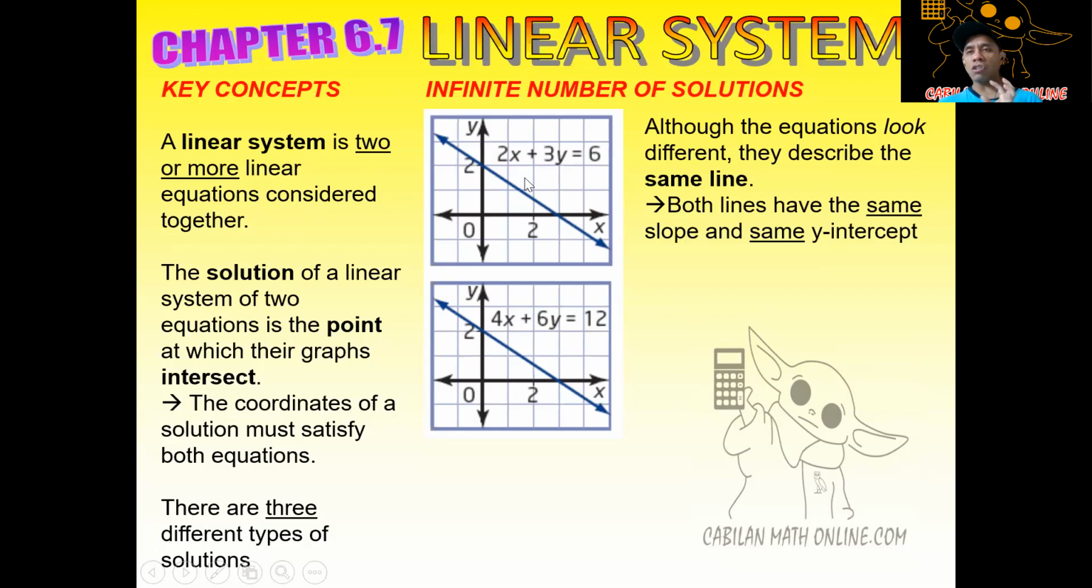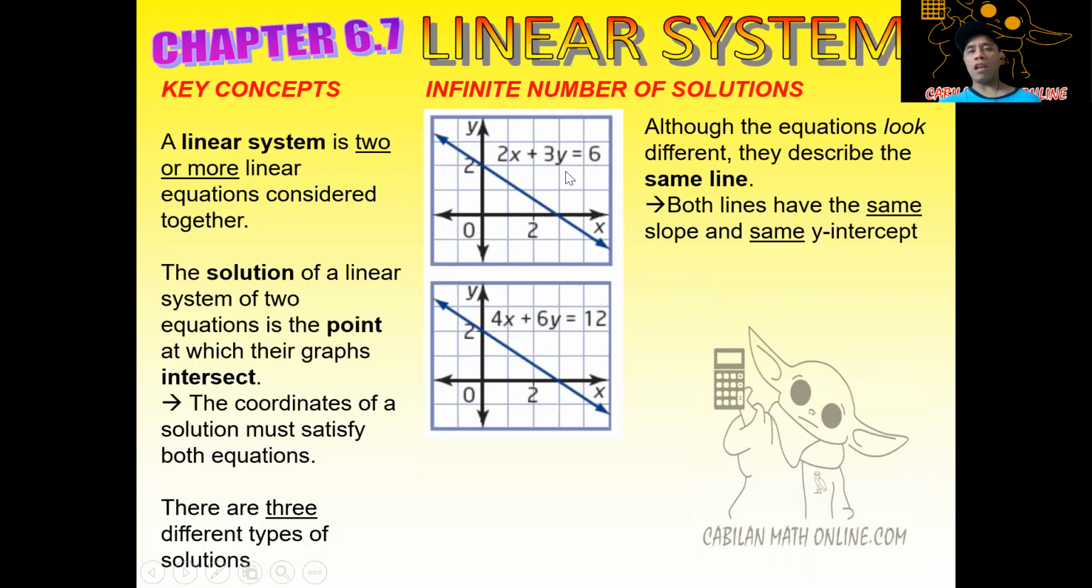And we're going to actually solve for it just to show you how exactly that works here. Okay, so this is just a nice little introduction to how we're going to do that. Okay, so in both cases, they are the same line, and they both have the same slope and the same y-intercept.